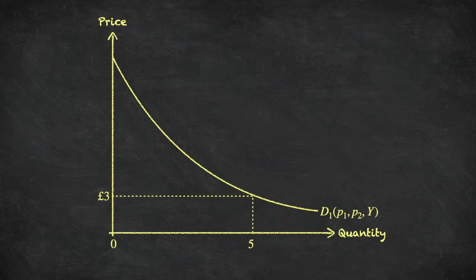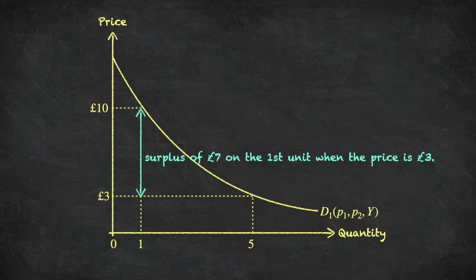So here I've just drawn a typical Marshallian uncompensated demand function with price on the vertical axis, quantity for good one on the horizontal axis. And I've just drawn a point here which says if the price were £3, then this consumer would demand 5 units of good one. If the price, for example, were £10, then I've drawn this demand function so that the consumer would demand only 1 unit of good one here.